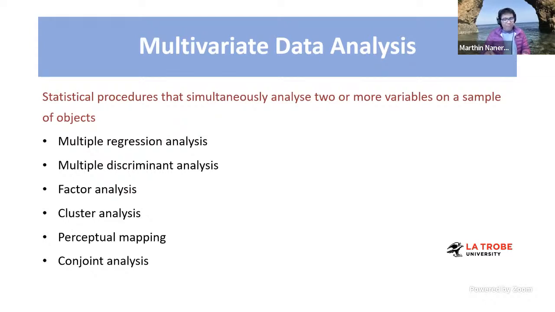Increased computer power has made it possible to examine complex relationships between multiple items with relative ease. The most common techniques provided by statistical software packages and used by marketing researchers are multiple linear regression, multiple discriminant analysis, factor analysis, cluster analysis, perceptual mapping, and conjoint analysis.